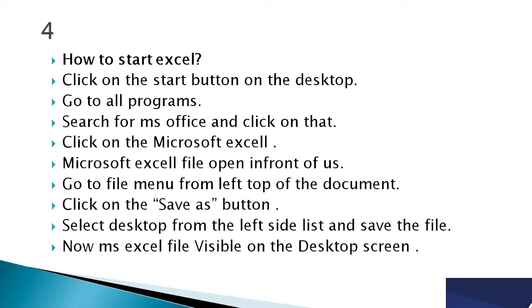How to start Excel? Click on the start button on the desktop, go to all programs, search for MS Office and click on that. Click on the Microsoft Excel file open in front of us. Go to the file menu from the left top of the document. Click on the save as button. Select desktop from the left side list and save the file. Now the MS Excel file is visible on the desktop screen. So let's check it one by one.